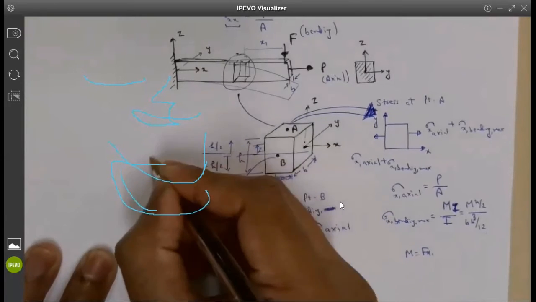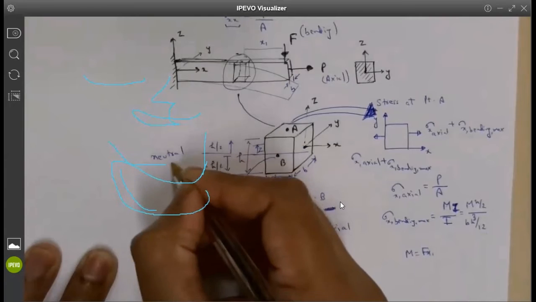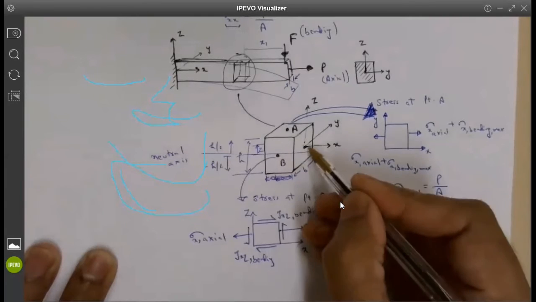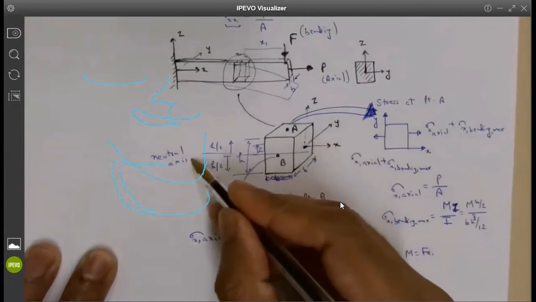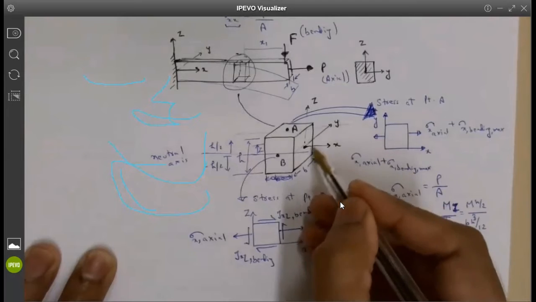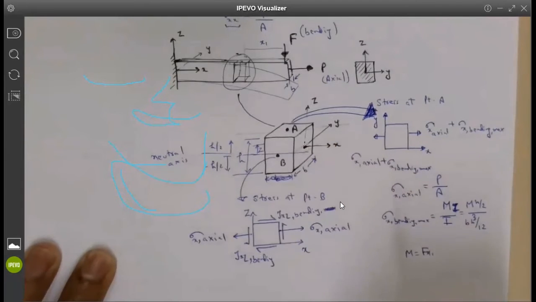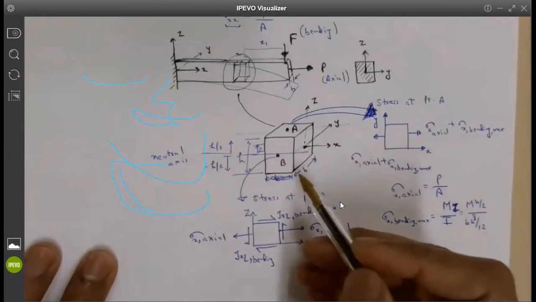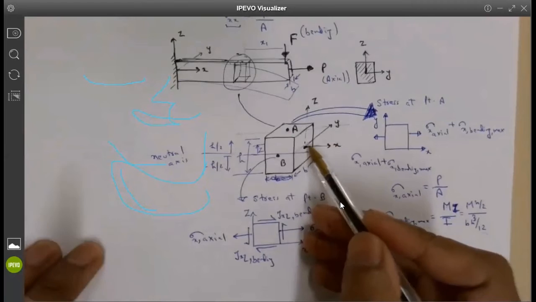So this is your neutral axis. The neutral axis is in the center of the object? Yes. For a symmetric cross section, the neutral axis passes through the center. Okay. So neutral axis basically means where the bending stresses are all zero.